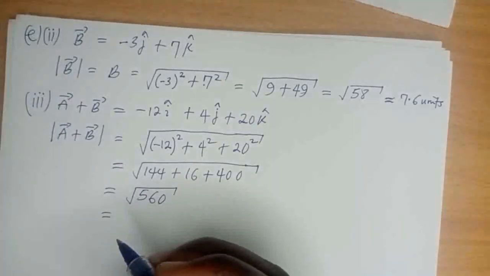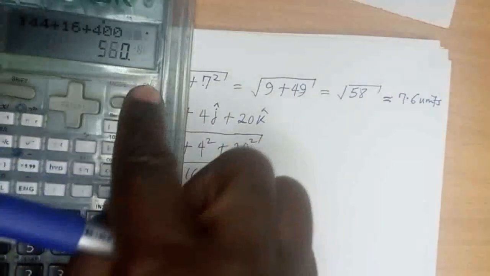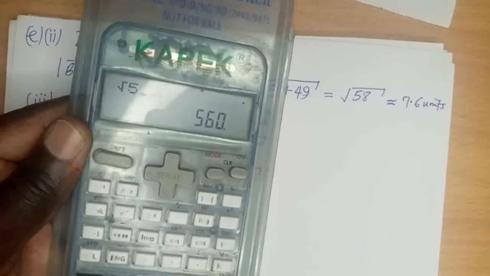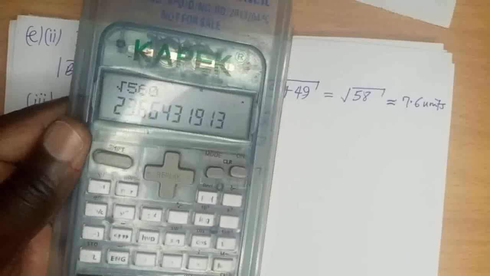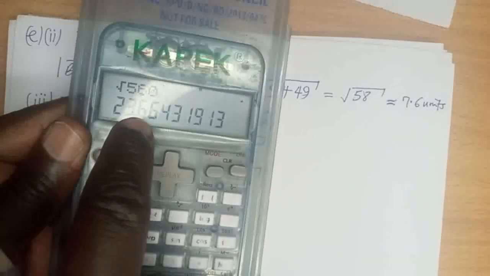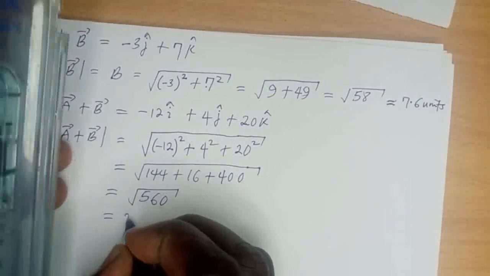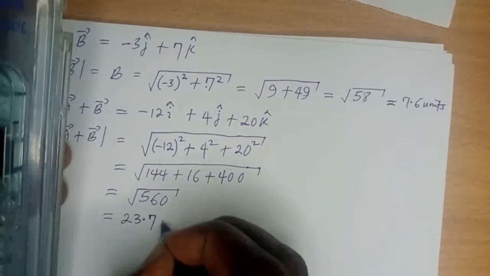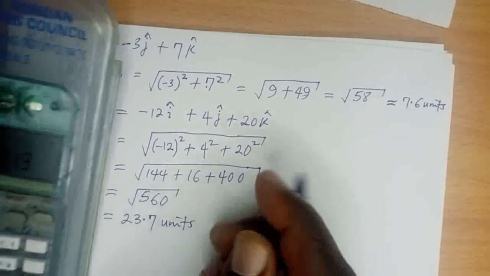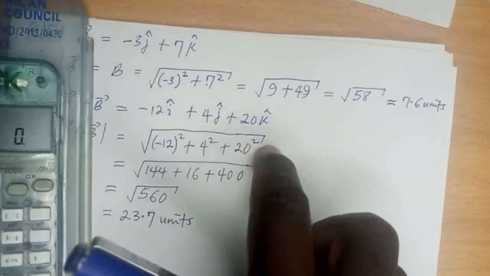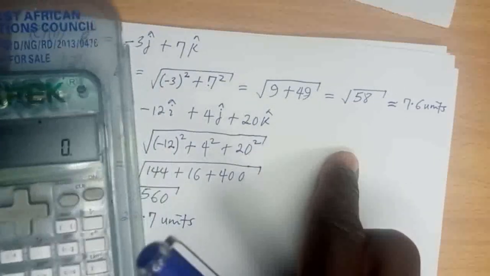Now what is the square root of 560? You press square root 560, and what is the result? 23.66, or 23.7 approximately. So we have 23.7 units. Again, you can do this directly from this step here. You can get the 23.7. How do you do that?